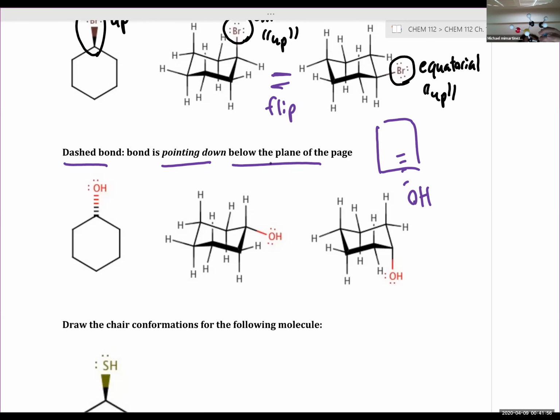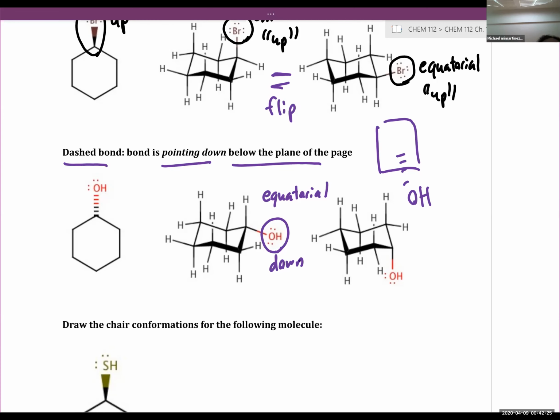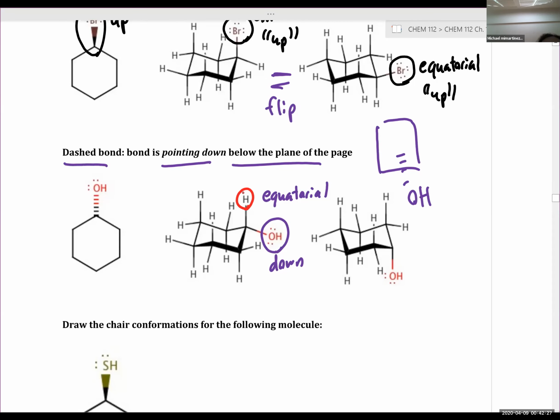Okay, the hydrogen's closer. So then, what notation do we give this OH if the OH is going into the page? What do we call it when it's into the page? Yep, dash, exactly right. So then, we have two potential positions for our dashed substituent. It could be equatorial, pointing down. As you notice, if we look at our hydrogen really closely, our hydrogen is axial, pointing up.